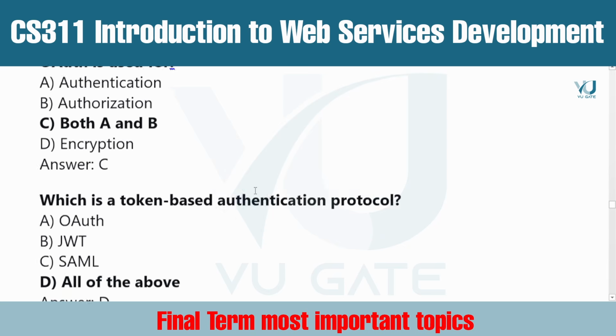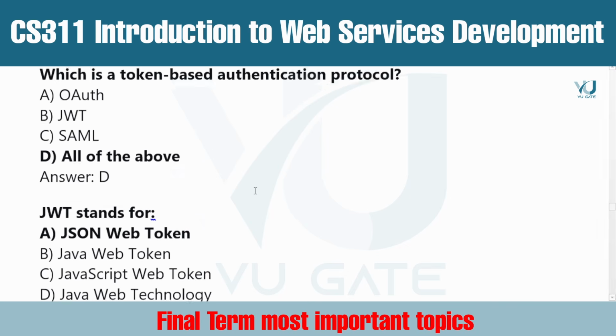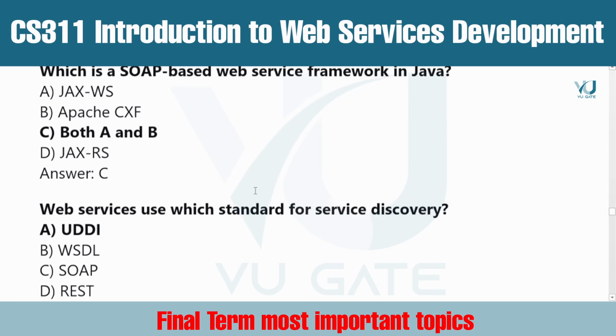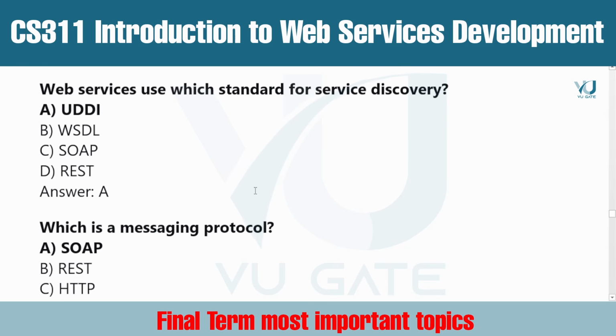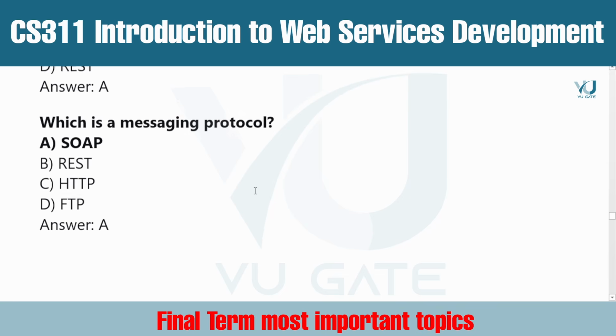Question 44, which is a token-based authentication protocol? The correct answer is option D, all of the above. Question 45, JWT stands for? The correct answer is option A, JSON Web Token. Question 46, which is a SOAP-based web service framework in Java? The correct answer is option C, both A and B. Question 47, web services use which standard for service discovery? The correct answer is option A, UDDI.